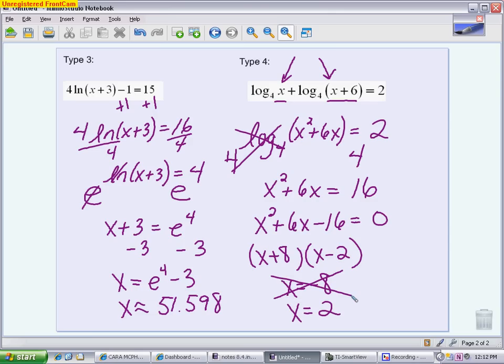2 is fine. If I put 2 back in, I'd have log base 4 of 2 plus log base 4 of 8. Does that equal 2? You could check on your calculator. You could choose change of base if you want to check your answer. You could use properties to check your answer. In the end, that is our only solution.